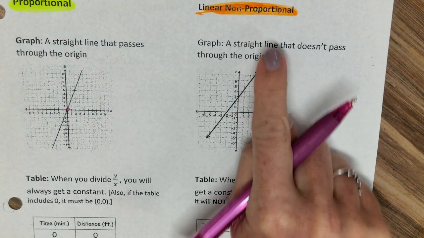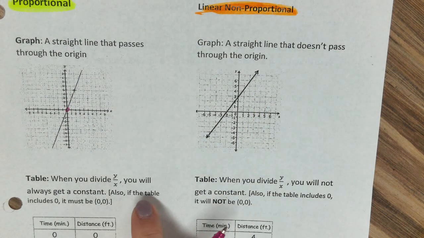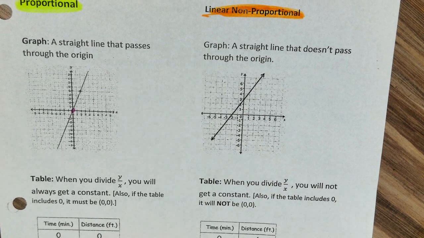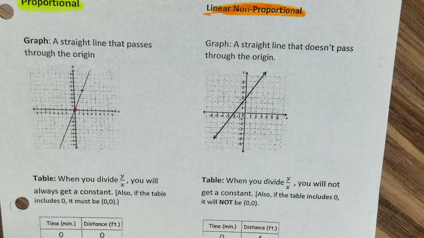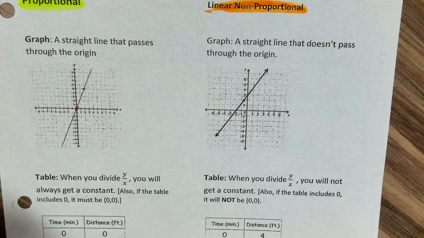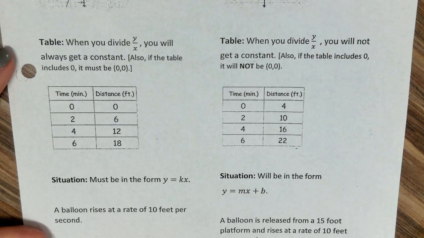Where a non-proportional graph will do what? It will not pass through 0, 0. So does everybody see 0, 0? It's not passing through there. It is that simple. All right, how about on a table?